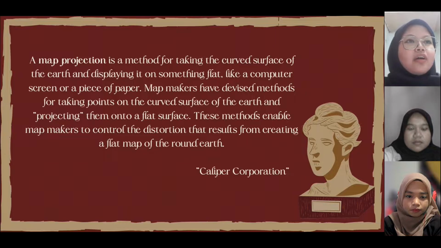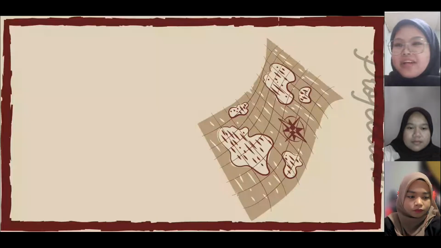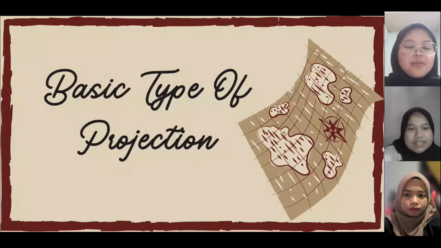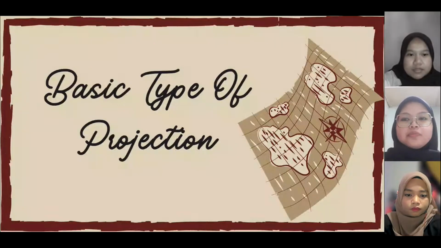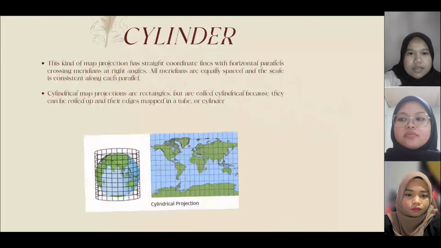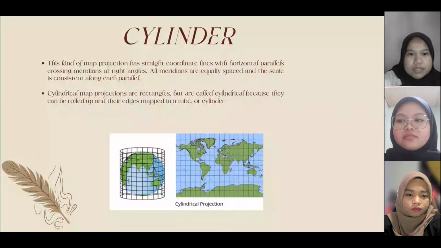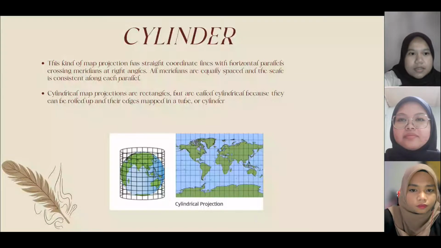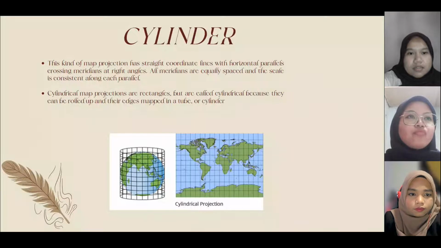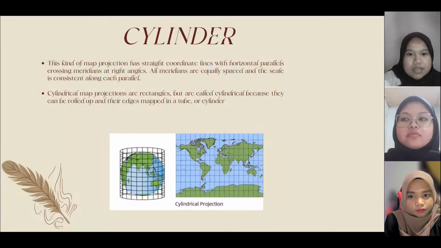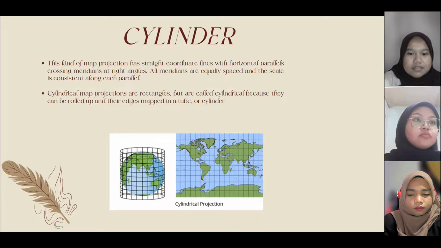Next, I'm going to give to Ainfatihah to continue. Okay, next is about the basic types of projection. First, we have cylindrical. This kind of map projection has straight coordinate lines, with horizontal parallels crossing meridians at right angles. All meridians are equally spaced and the scale is consistent along each parallel. Cylindrical map projections are rectangles, but are called cylindrical because they can be rolled up and their edges meet in a tube or cylinder.